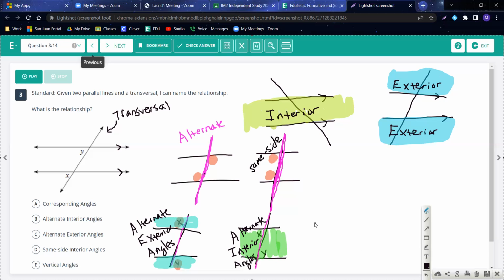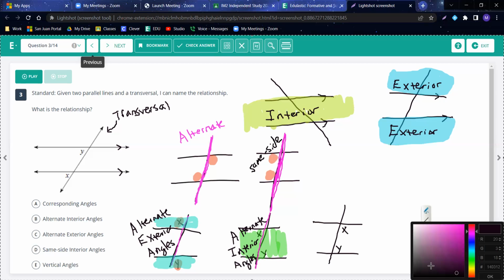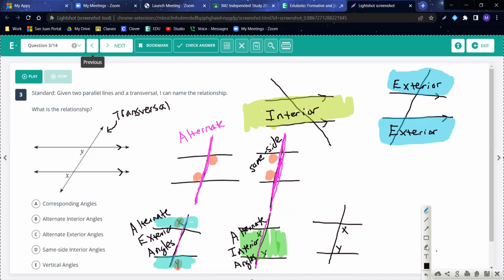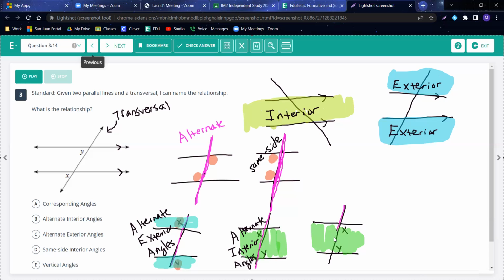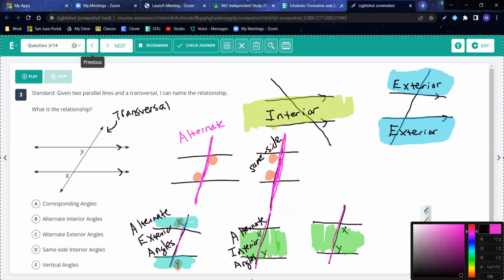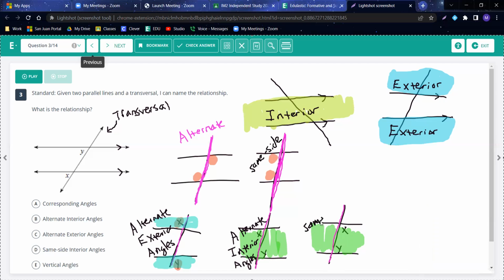All right, now the next one, let's do this one here, this one here, this one here. One that is another easy one. Let's do X here and Y here. And if you look at it, oops, they're still interior, but on the transversal, are they on alternate sides? No, they're on the same side. So this one is called same side interior.